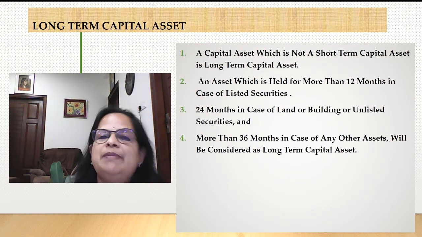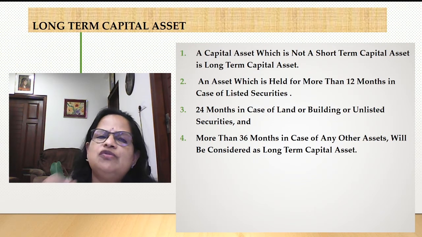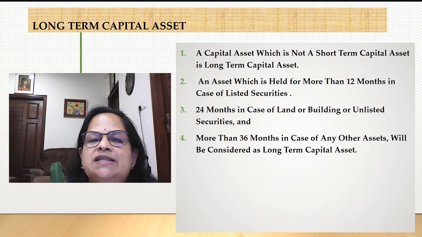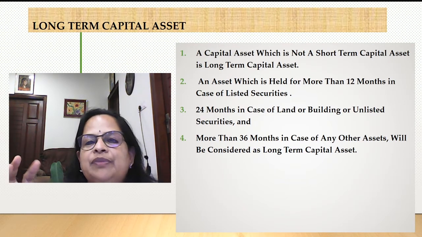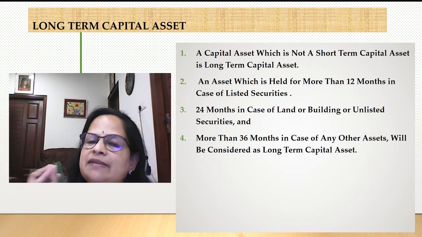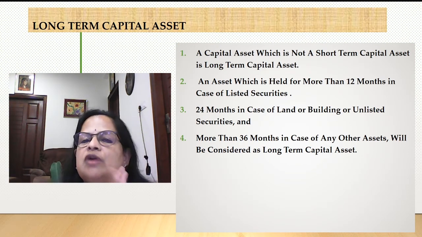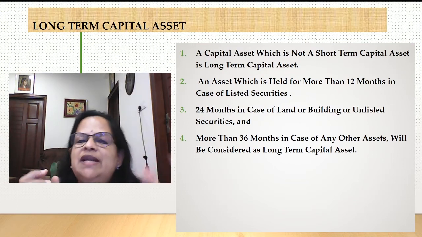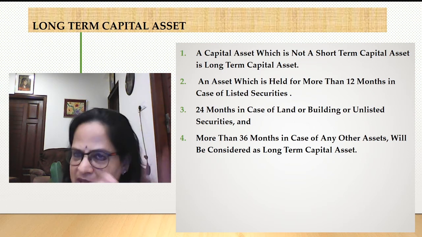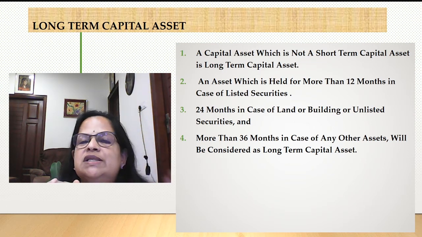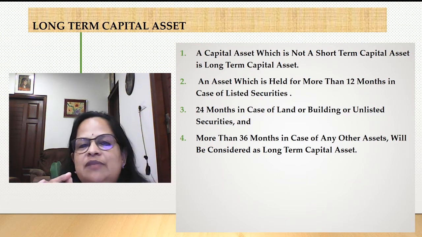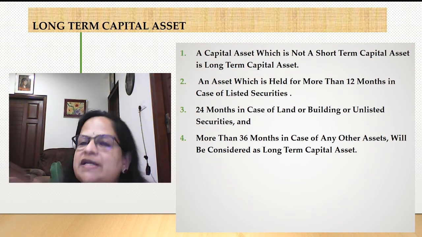Now, long-term capital asset. The simple definition of long-term capital asset is that a capital asset which is not a short-term capital asset is a long-term capital asset. Anything which is not short-term, that means short-term, we have seen that in general the period of holding is less than 3 years. But in the case of some items, the period of holding is 12 months. In the case of unlisted securities and land and building, it's 24 months. So if it's not coming in this category, it will be long term.